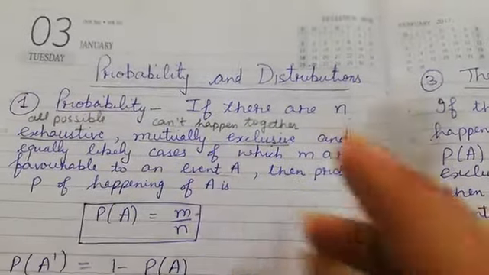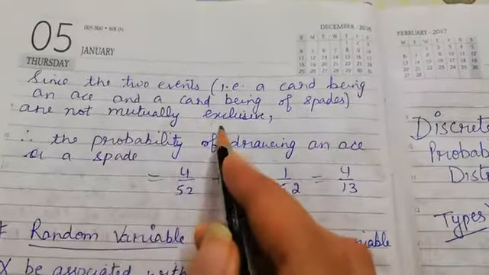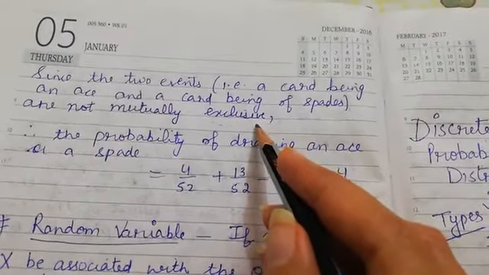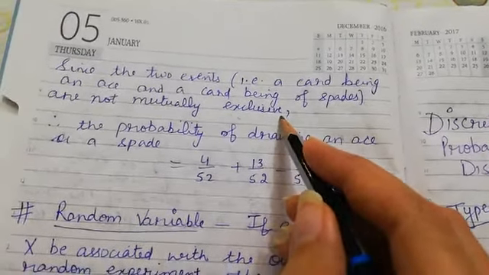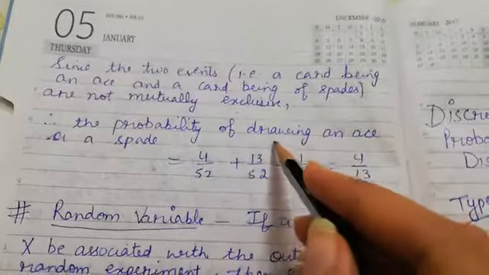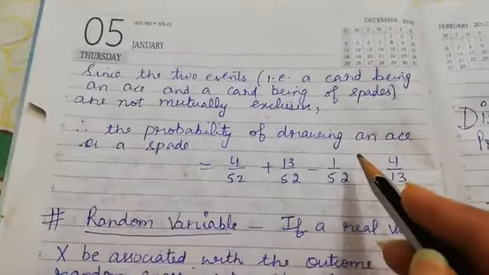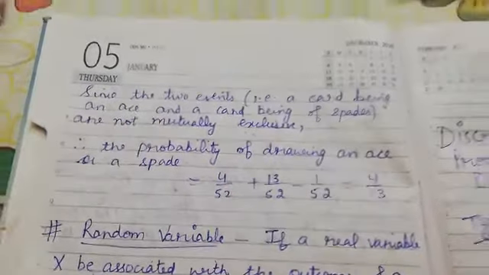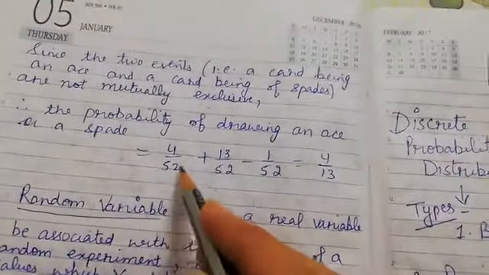That can't happen together. These two can happen together. So they are not mutually exclusive, because when a card is an ace and a spade, this means both of the events come together, right? So we have to find out the probability of drawing an ace or a spade, not both. Okay, so we will use this theorem of total probability.